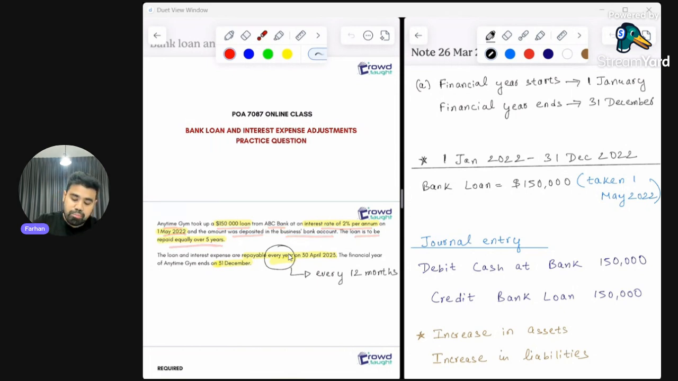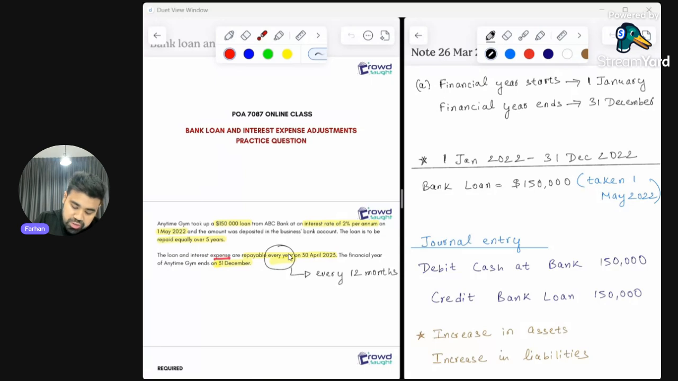So what we understand based on the first paragraph is that there is a business called Anytime Jim, which took a $150,000 loan from a bank, and this loan comes at a cost, which is the interest expense, applied at the interest rate of 2% per annum. The loan is repaid every 12 months, and it's paid equally over 5 years.